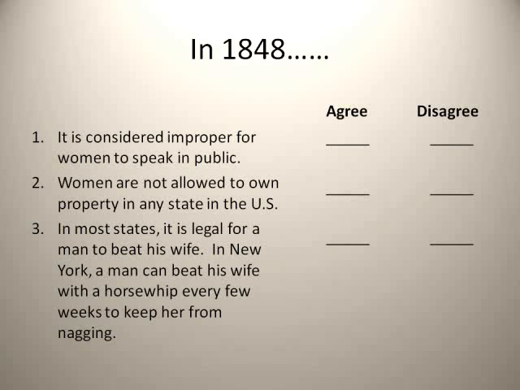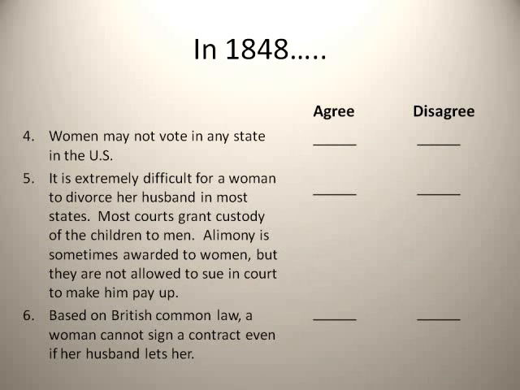Agree or disagree? Statement number 4. In 1848, women may not vote in any state in the U.S. Do you agree or disagree? Statement number 5. It is extremely difficult for a woman to divorce her husband in most states. Most courts grant custody of the children to men. Alimony is sometimes awarded to women, but they are not allowed to sue in court to make them pay up. Agree or disagree? Statement number 6. Based on British common law, a woman cannot sign a contract even if her husband lets her. Do you agree or disagree?